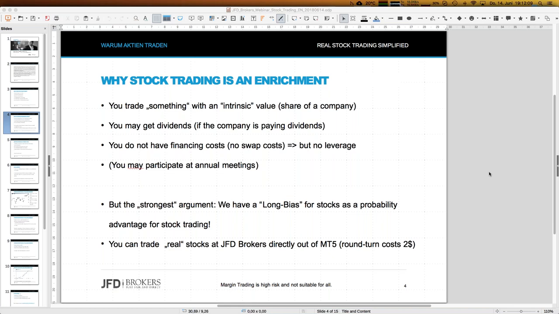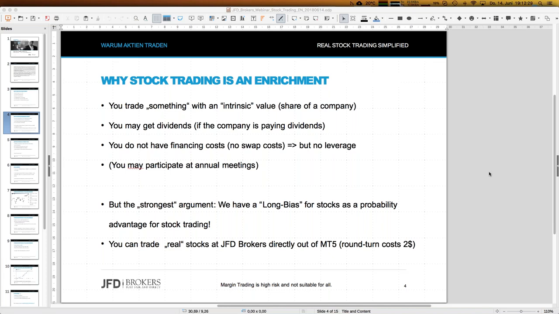And there are two fundamental aspects. Those companies can only survive by growth. And even our complete economic system is based on growth. So that kind of bias we can use, because a long trade is a good trade on stock values.